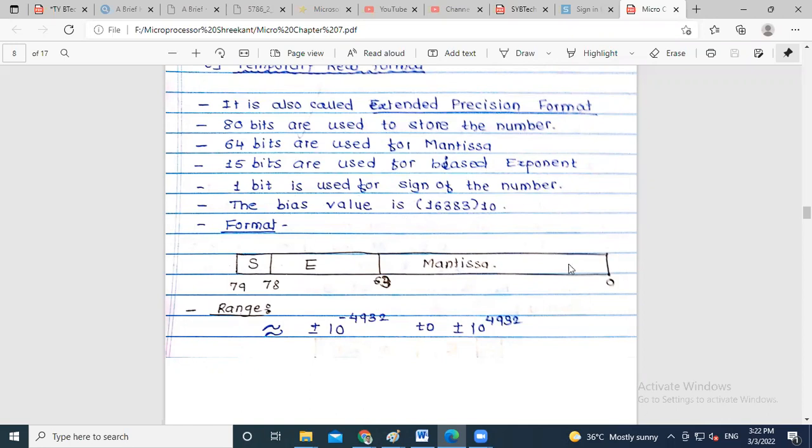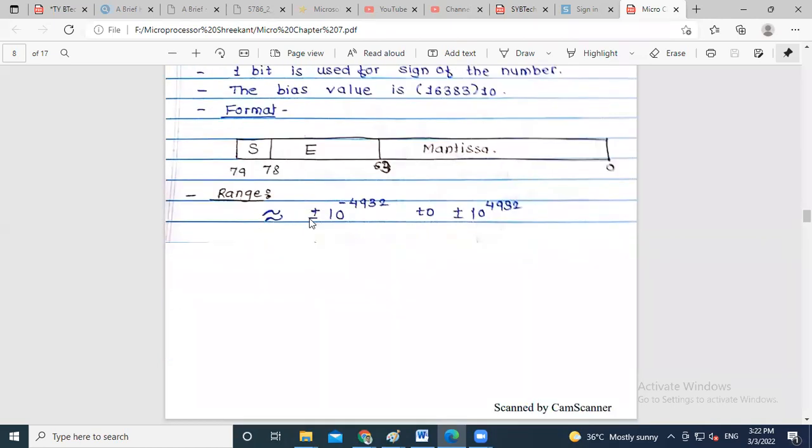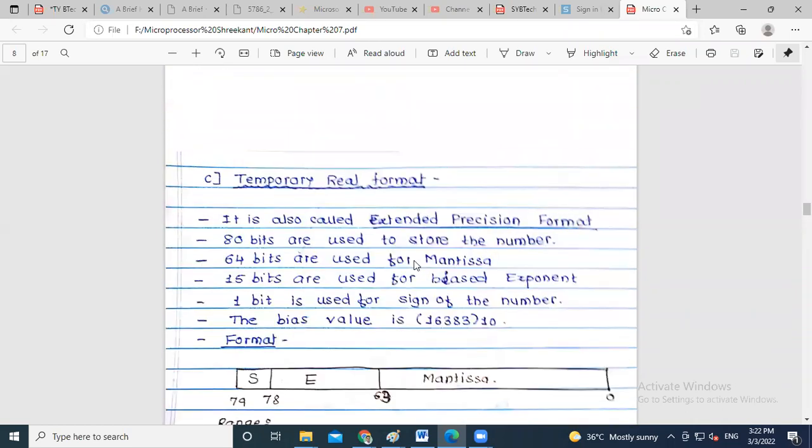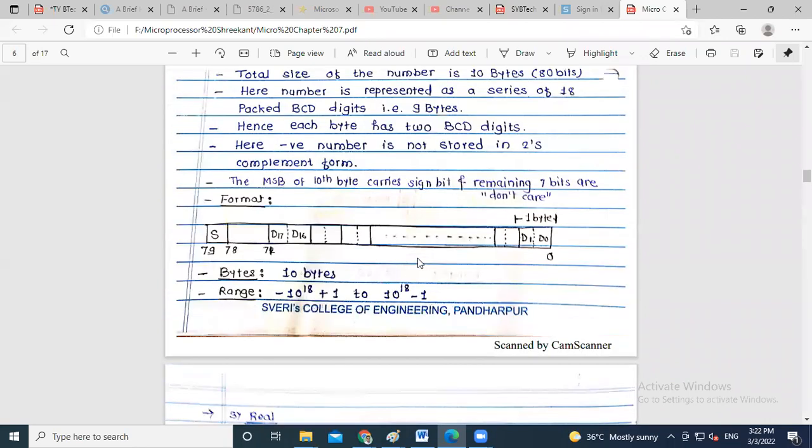I have to format it. So that format is 0 to 79. It means 80 bits. So 0 to 63 is the mantissa, 64 to 78 is the exponent, and the last bit, the 79th bit, is for the sign. Okay, and the range is plus or minus 10 raised to minus 4932 to plus or minus 10 raised to 4932. So these are the things we have to use.